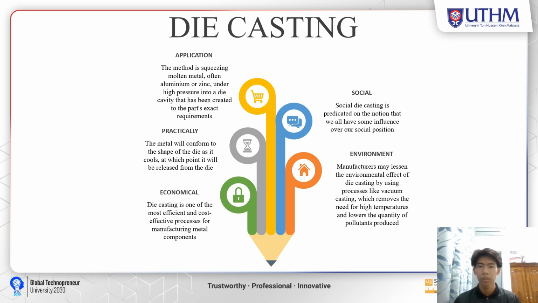For the social aspect, die casting is predicated on the notion that we all have some influence over the social position. To make this piston using die casting, not many people are involved in this method. For the last one, the environment. Manufacturers may lessen the environmental effect of die casting by using processes like vacuum casting, which removes the need for high temperature and lowers the quantity of pollutants produced. So in this method, pollution may not be affected so much by using other methods.